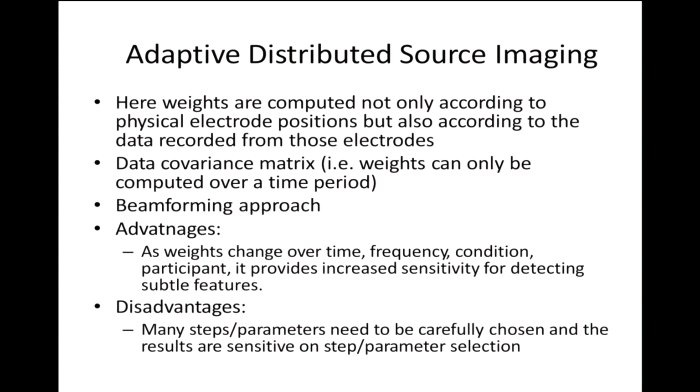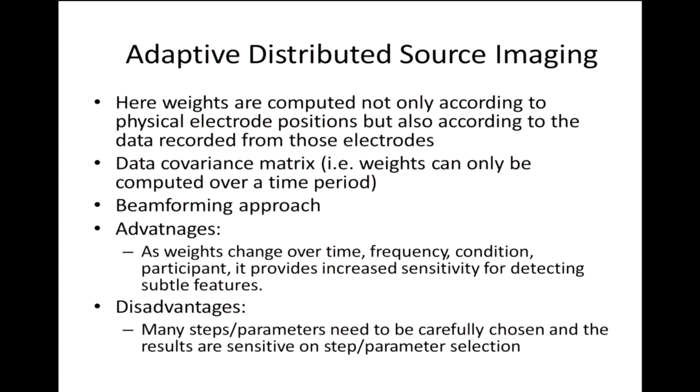A more advanced approach, which I added just for the sake of completeness, is called beamforming. Okay, this is a more adaptive version of distributed source imaging. So here the weights, earlier the weights were computed mainly on the electrodes, but here the weights are computed not only according to the physical electrode locations, but also according to the data recorded from these electrodes. And here they also use the data covariance matrix.